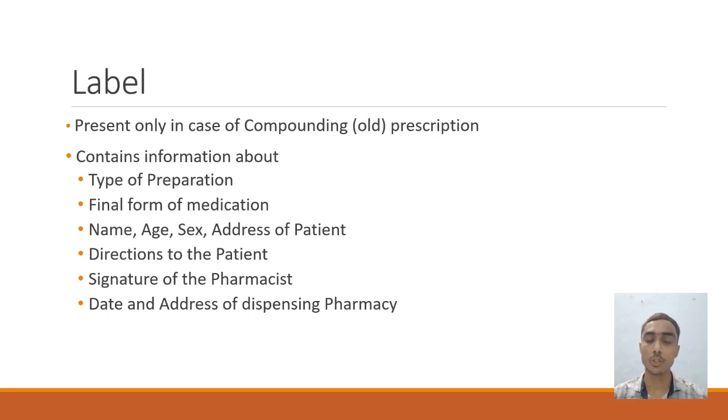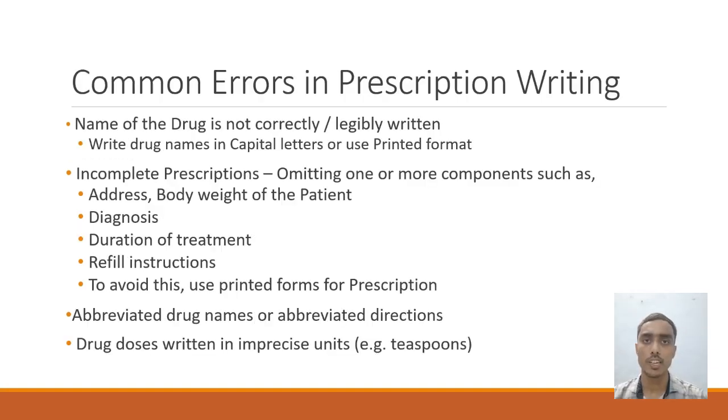Label used to contain the type of mixture, the final form of the medications, the name of the patient, sex, age, address, the address of the pharmacist, and signature. There are some common errors that can occur while writing the prescription. For example, the name of the drug is not correct or in illegible handwriting. It may not be recognizable by the pharmacist.